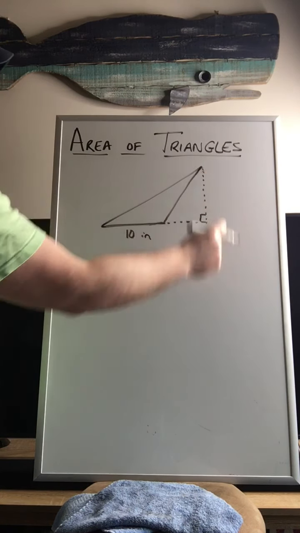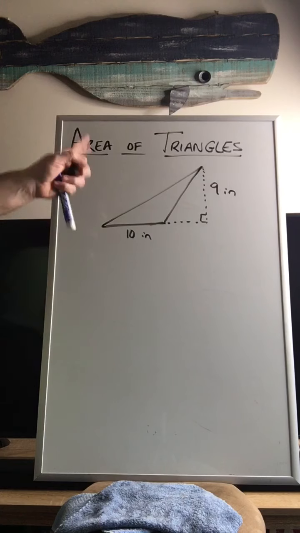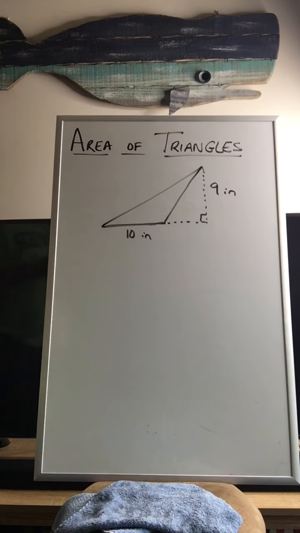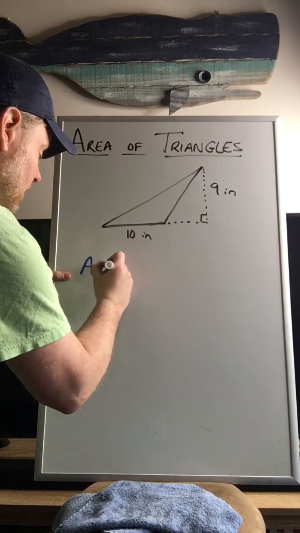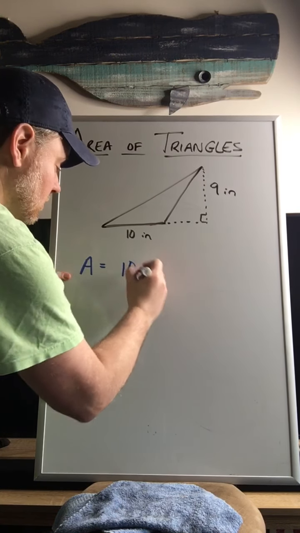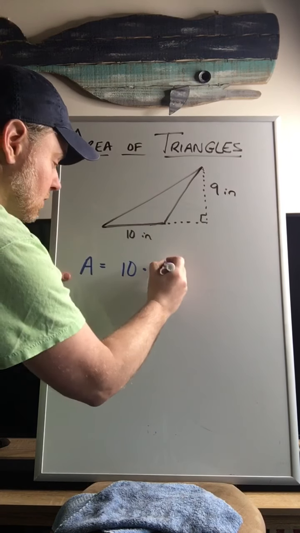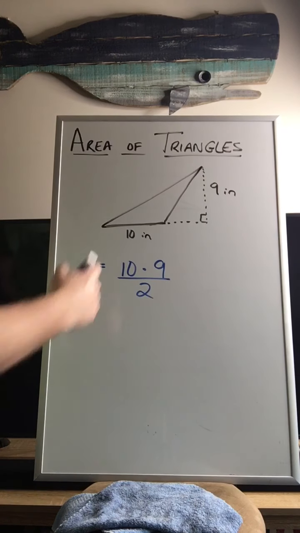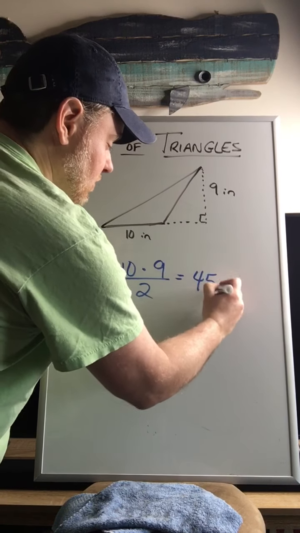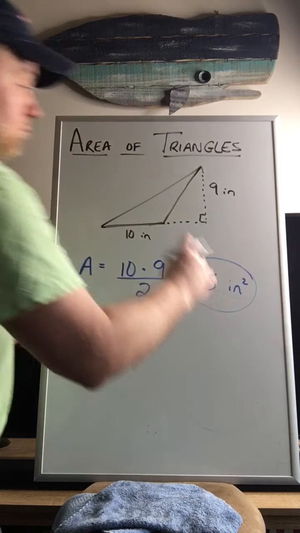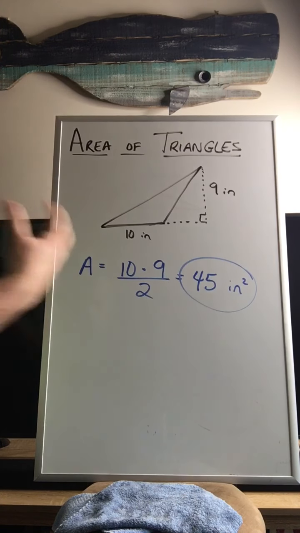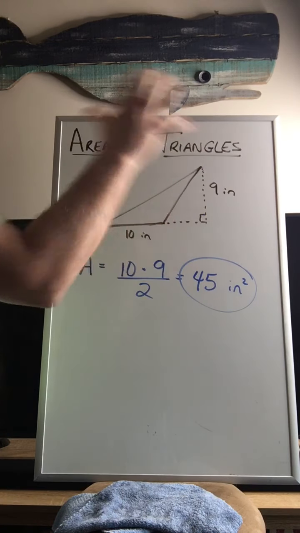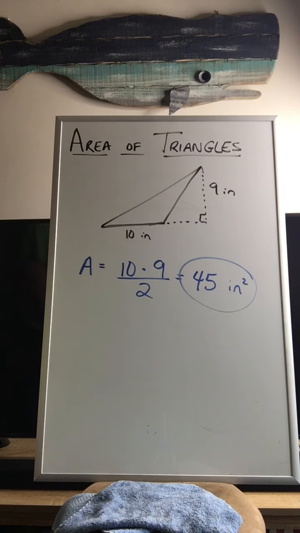Let's say that's 9 inches. So if you wanted the area of the triangle, this is the base. There's how high it is. So area would equal base times height divided by 2. 90 divided by 2, 45 square inches. So the triangle might be orientated different ways. It doesn't matter. Find the base, find the height that goes with that base, and then multiply them and divide by 2. Okay?